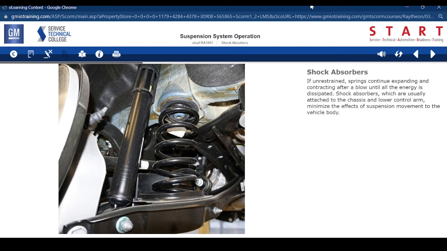If unrestrained, springs continue expanding and contracting after a blow until all the energy is dissipated. Shock absorbers, which are usually attached to the chassis and lower control arm, minimize the effects of suspension movement to the vehicle body.